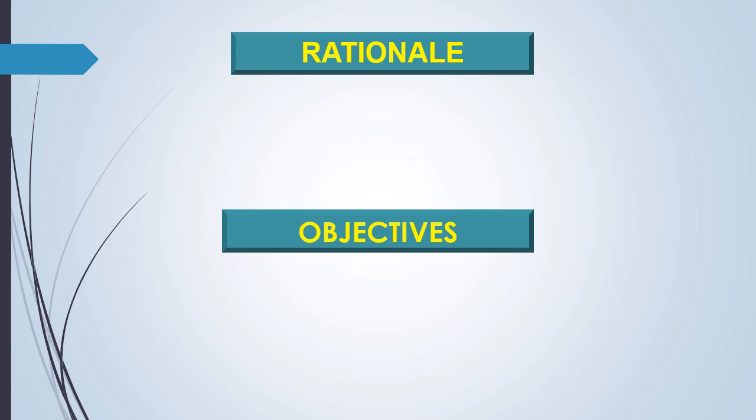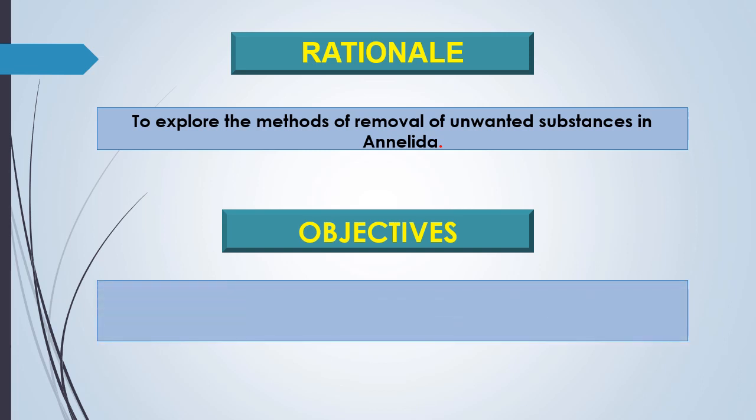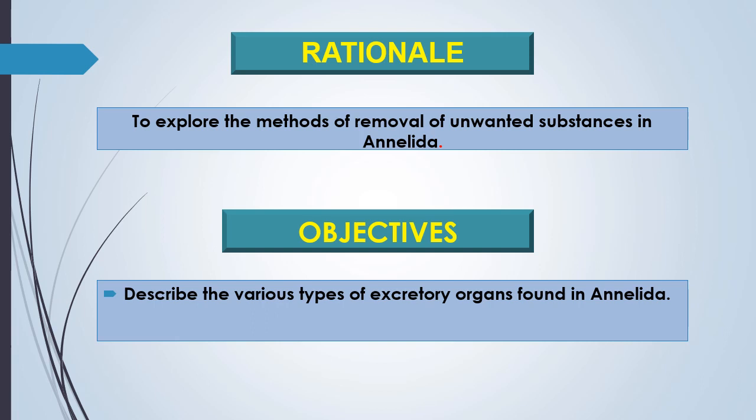The rationale of the discussion is to explore the methods of removal of unwanted substances in Annelida. The objectives are to describe the various types of excretory organs found in Annelida, to expose their functions, and to trace the path of excretion in Annelida.